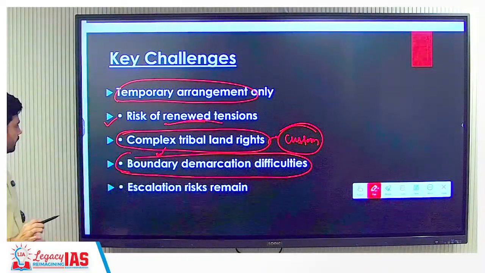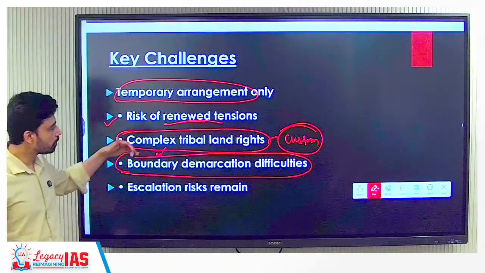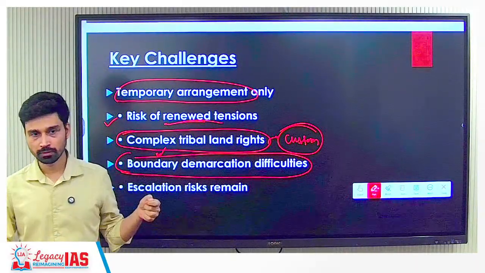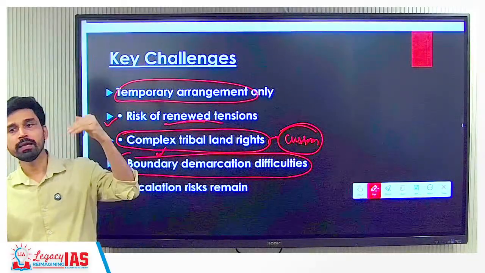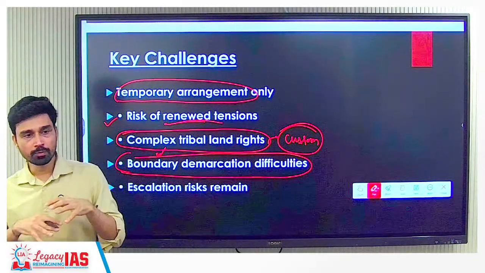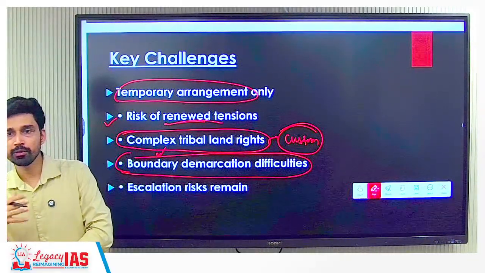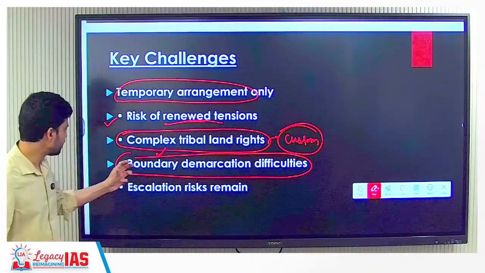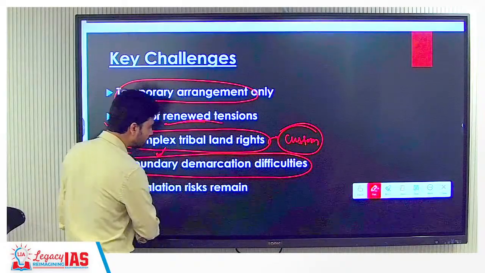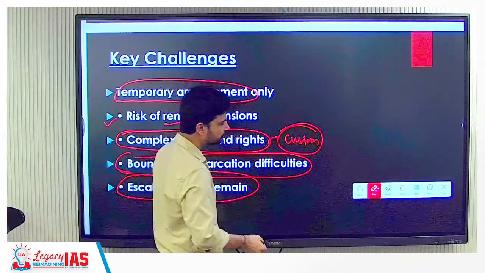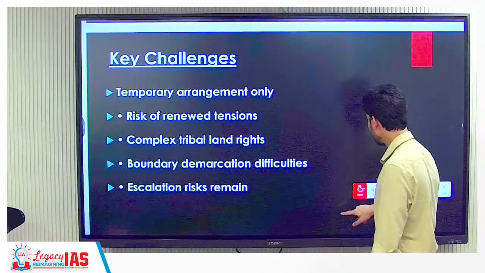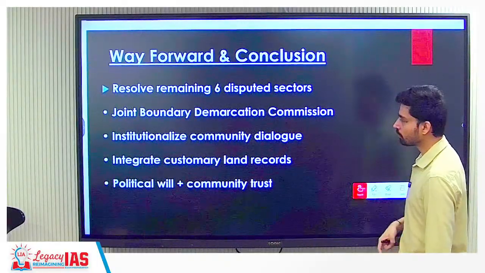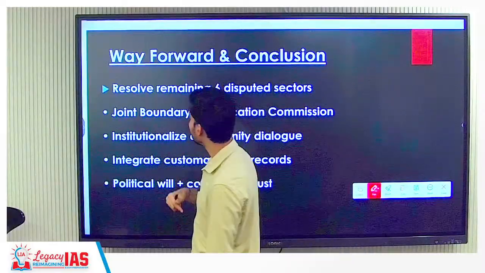Boundary demarcation also is difficult because it is not simple plain terrain, where you take a thread and divide the line. Hill areas are there. In hill areas, without proper satellite surveying and detailed surveying, you cannot say where one boundary ends and where the boundary of the other state begins. So satellite surveying is very important, and the overall escalation risk remains, especially in northeastern India, where tribal identity is very strong. People are joining hands just to support tribal rights, their own community rights.